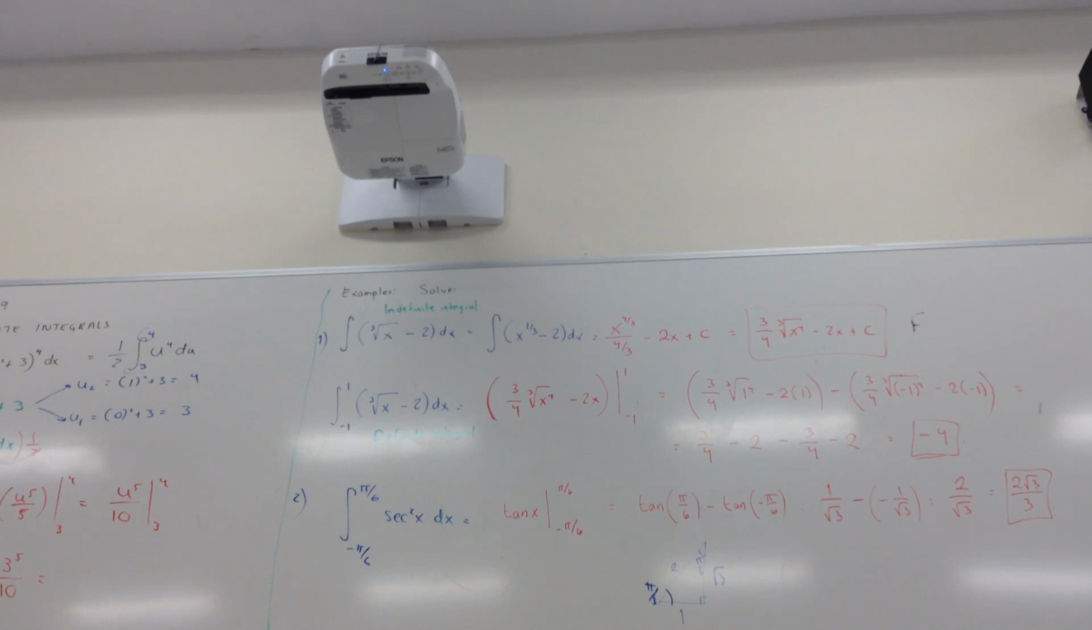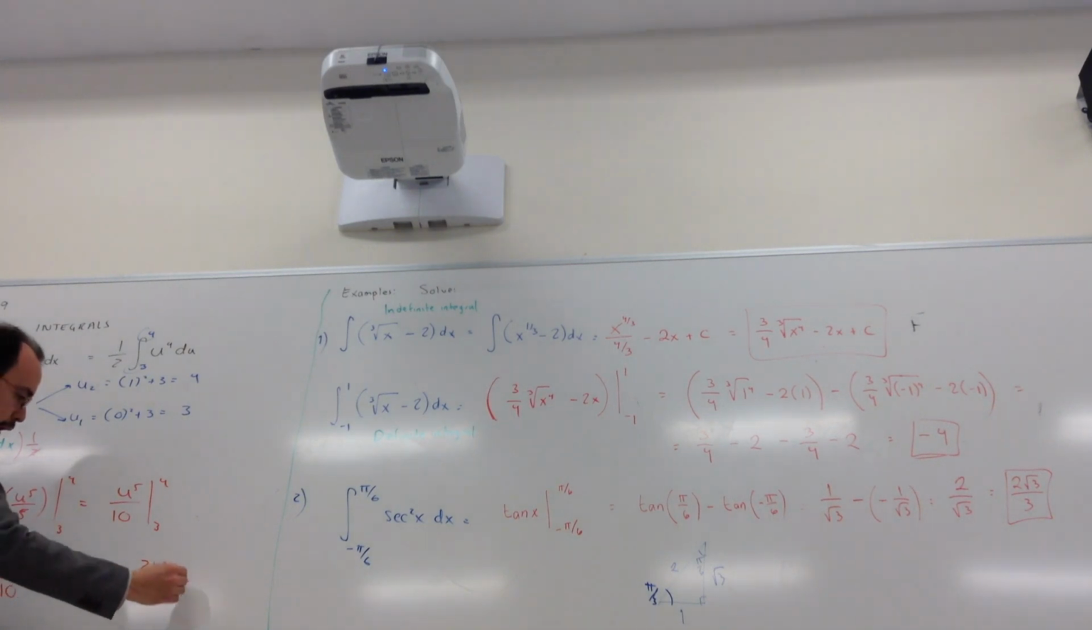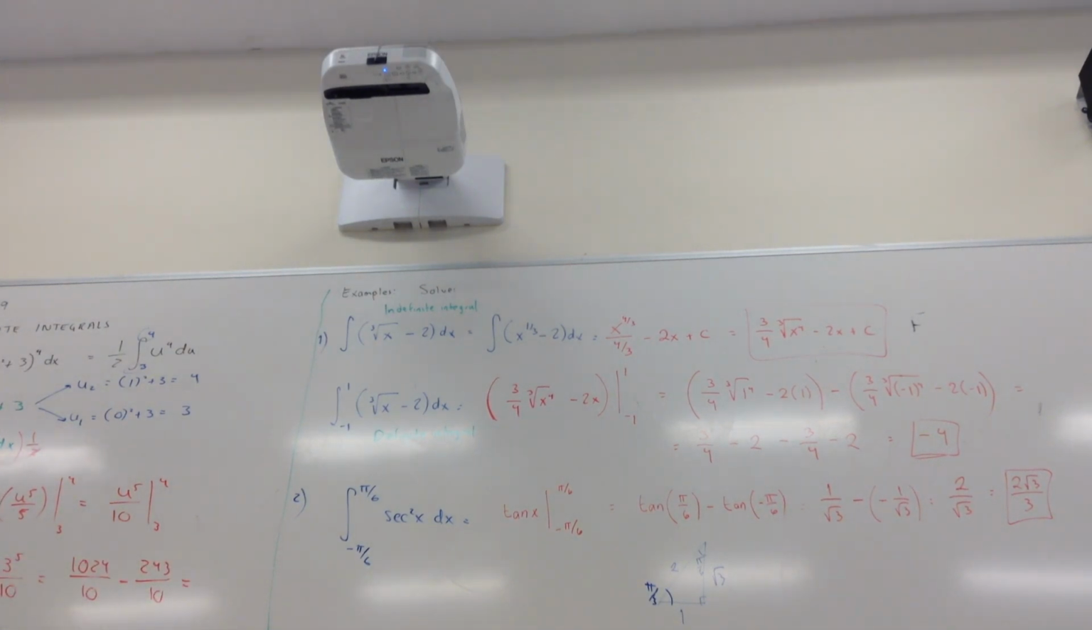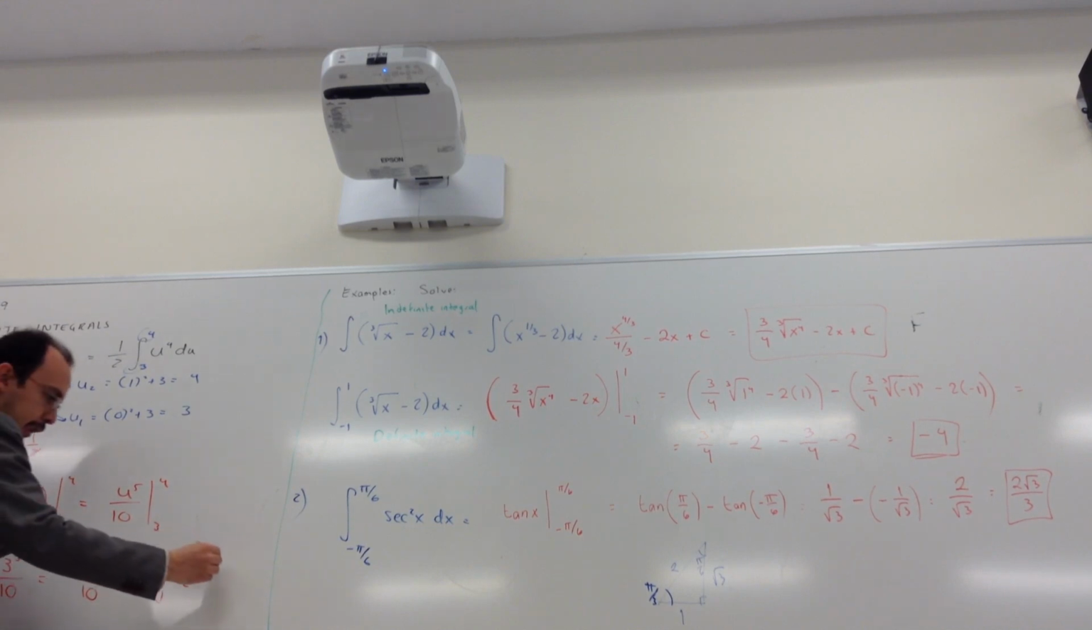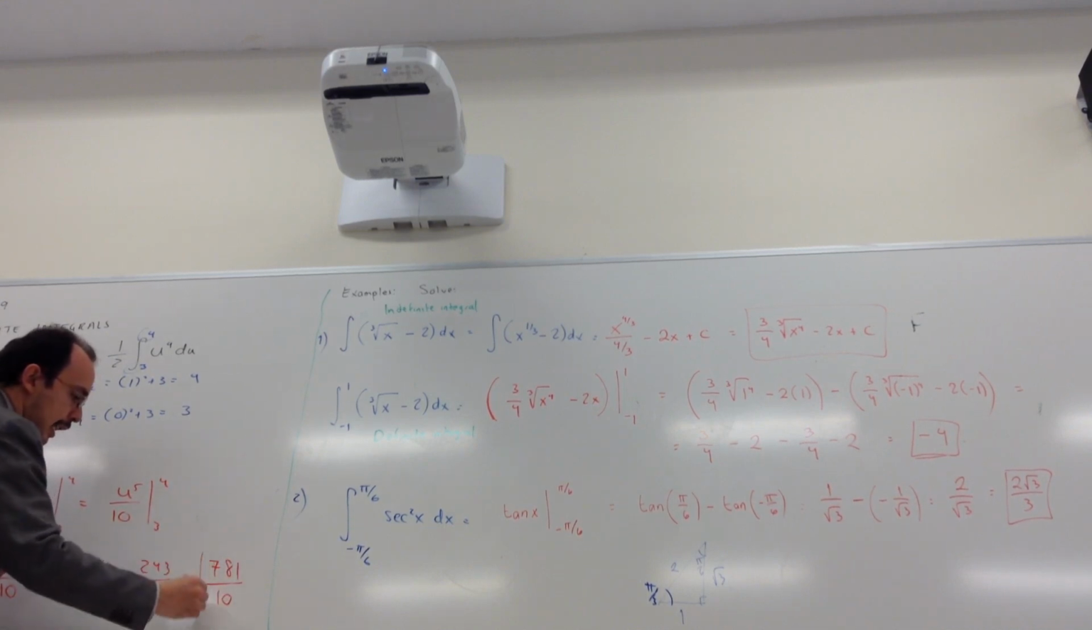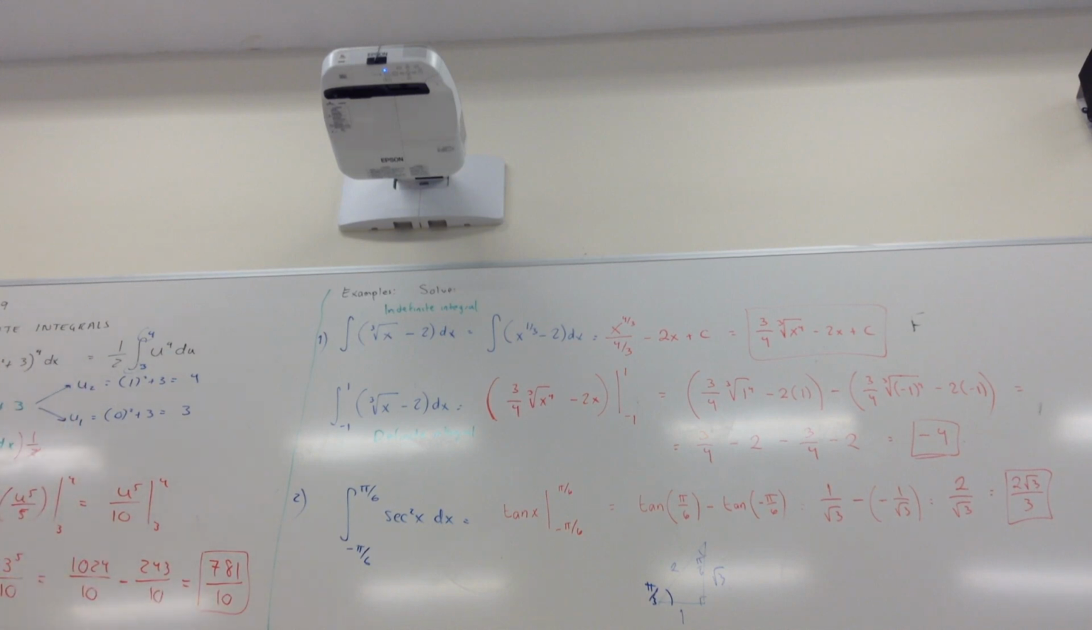5th power should be equal to 781 over 10. That's my answer. Okay? If you can simplify, you simplify. In this case, for example, you can't.